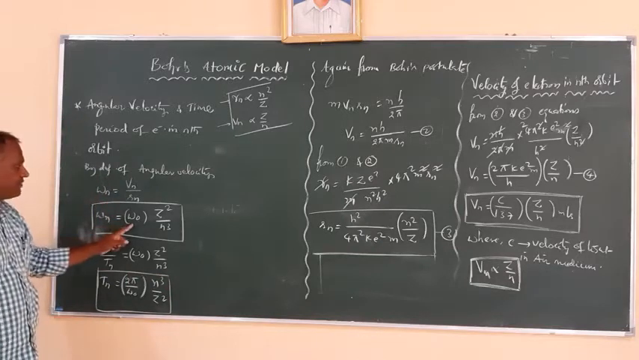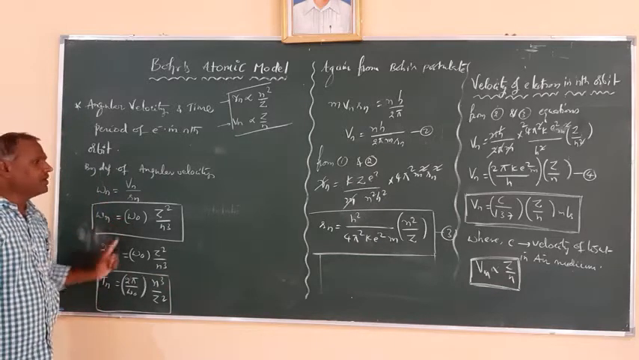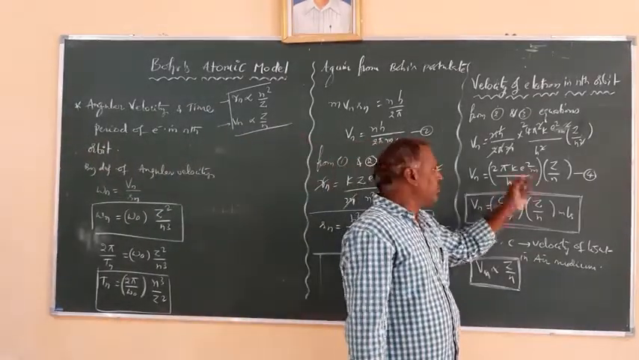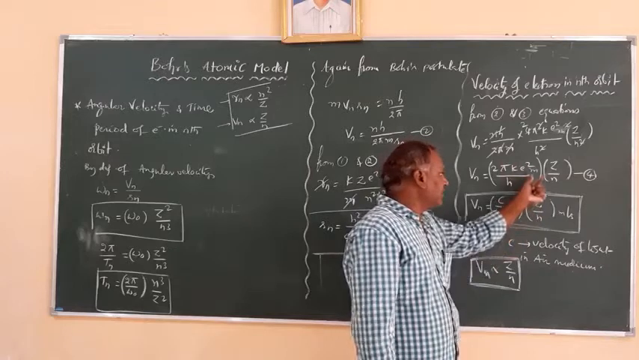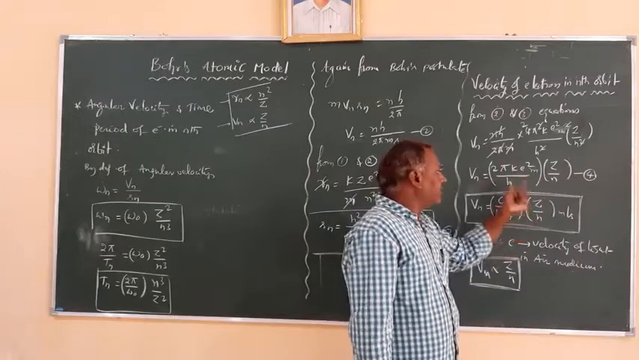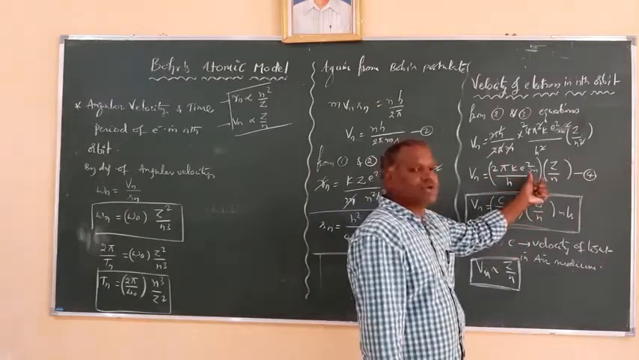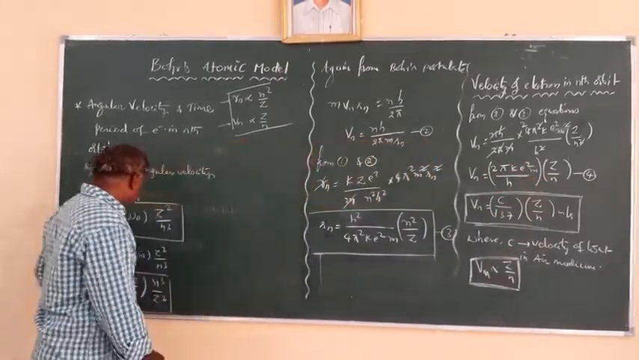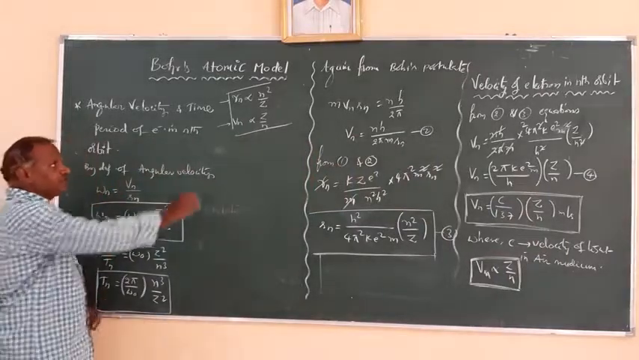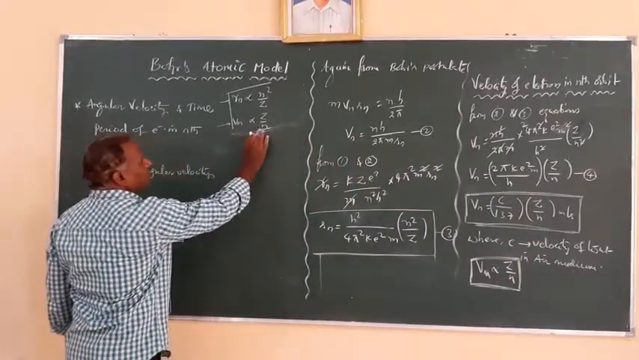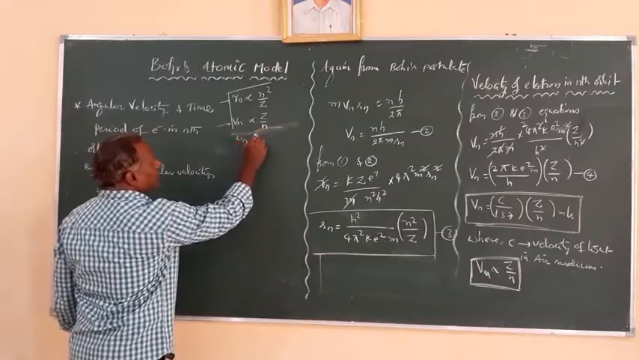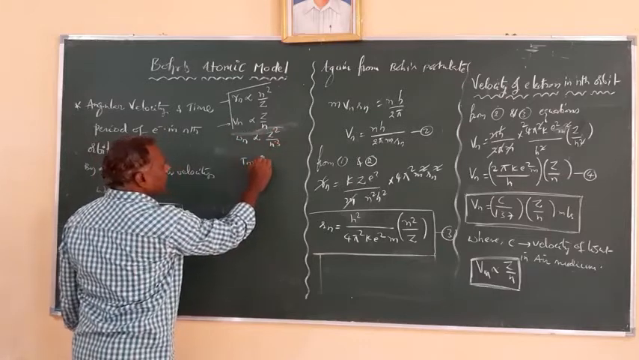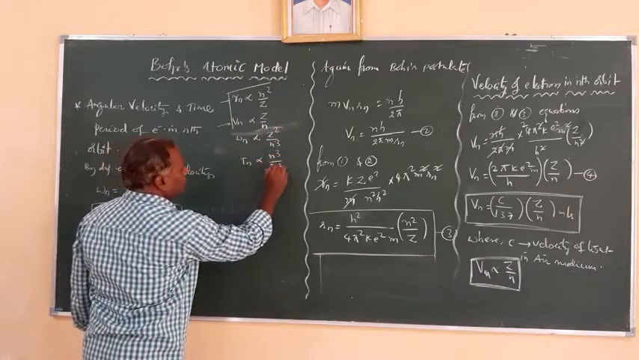Here omega n and Tn are both independent of mass, whereas velocity depends upon mass. For the electron, this electron mass is substituted. But if the mass changes, use this equation for calculating the velocity of that particle. So now omega n is proportional to Z square by n cube, and Tn is proportional to n cube by Z square.